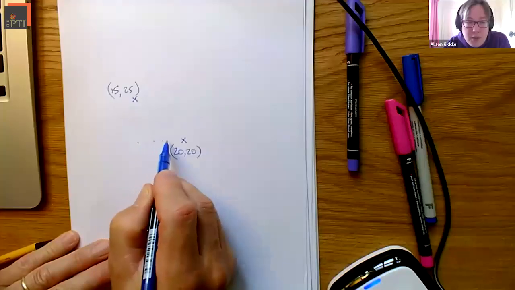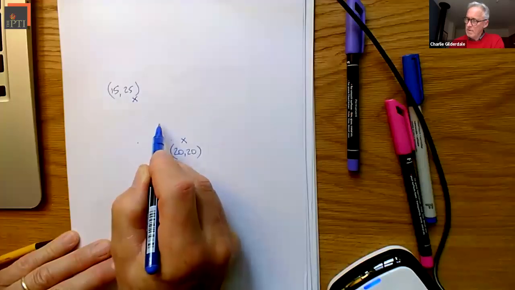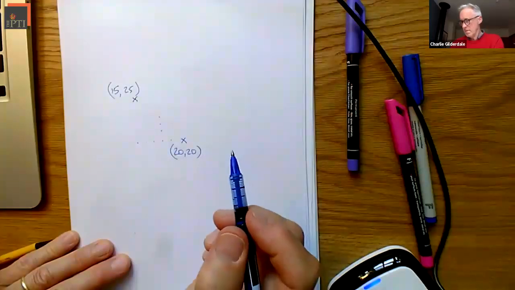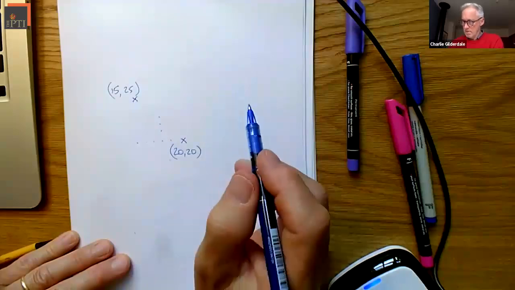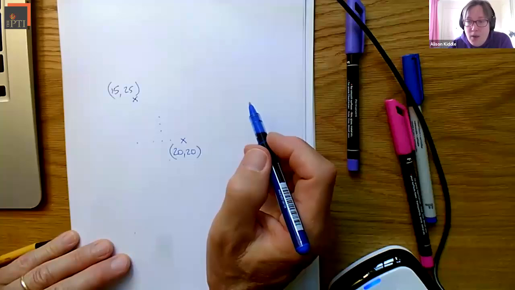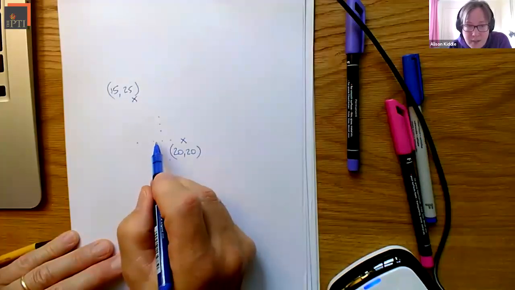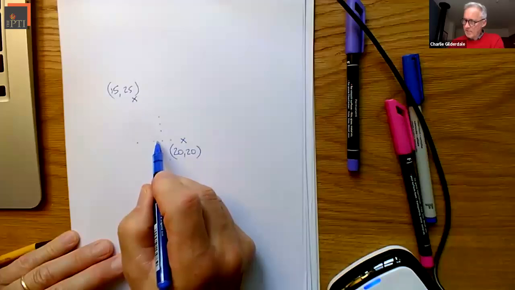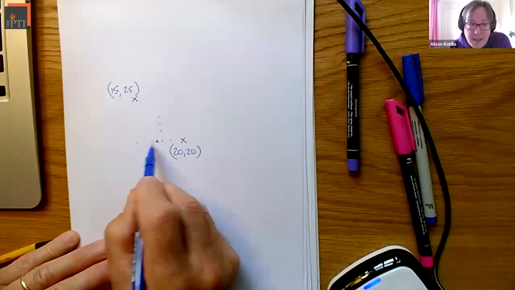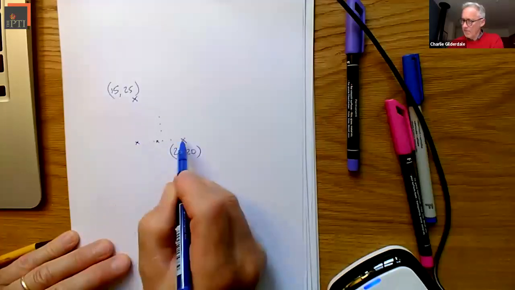So from 20, 20 to 18, and then up 3. Oh, we've had a correction. 17.5 and 22.5 instead of 18 and 23, presumably. Okay, so 17.5 is exactly in the middle of this line.